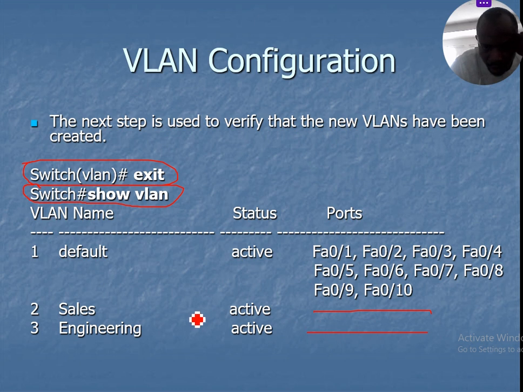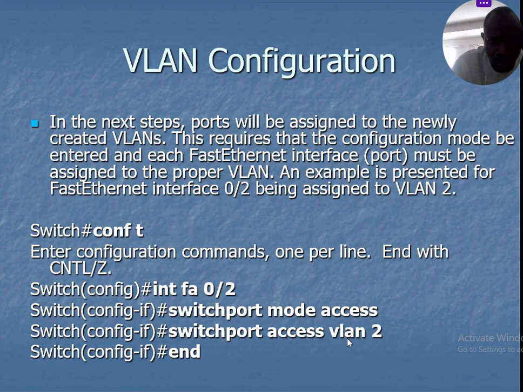So after you create the VLANs, VLAN 1, VLAN 2 which is sales, and VLAN 3 which is engineering, you have to assign ports. The next step is to assign ports to the new VLANs that you've created. This requires that the configuration mode be entered, and each Fast Ethernet interface port must be assigned to the proper VLAN. You must know the VLAN that you're assigning it to.